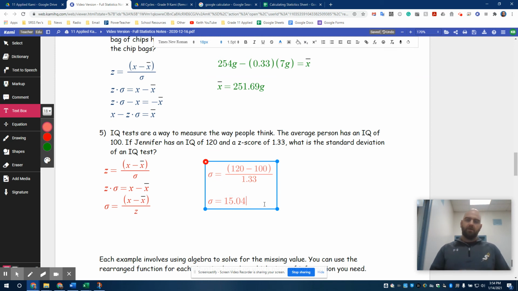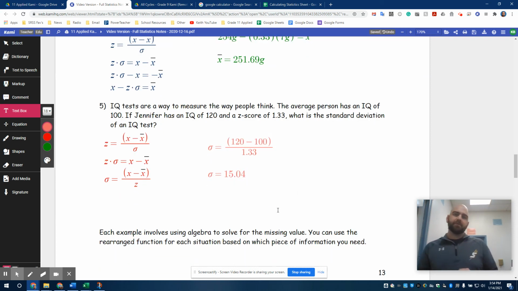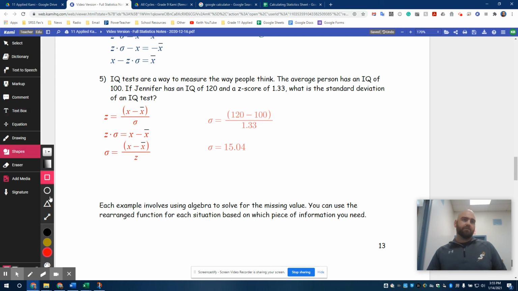Each of these examples involves using algebra to solve for the missing value. You can use the rearranged function for each situation based on which piece of information you need. I'm going to draw a quick little box around each of these functions so that we have all of them there.